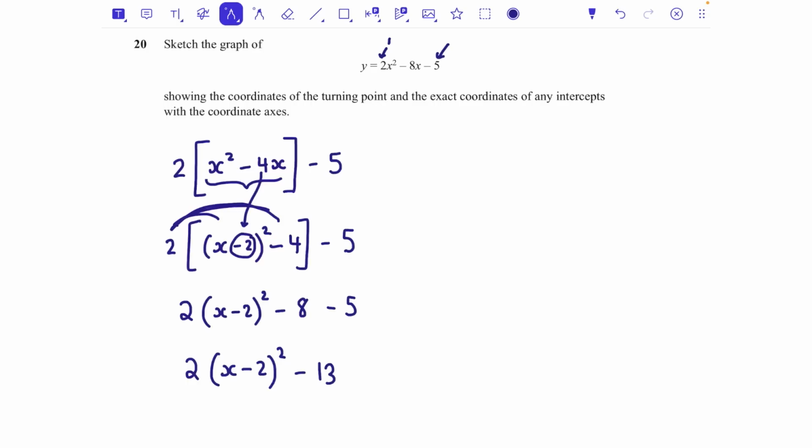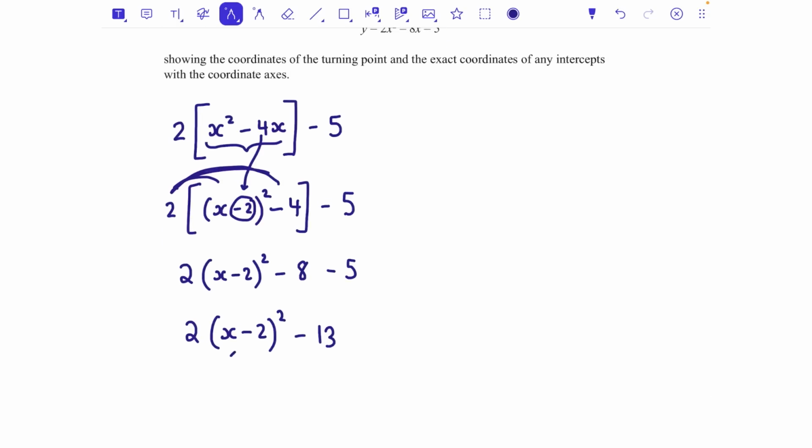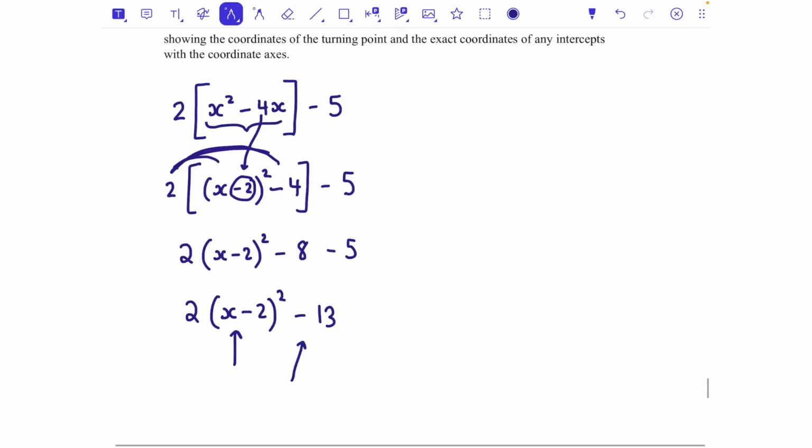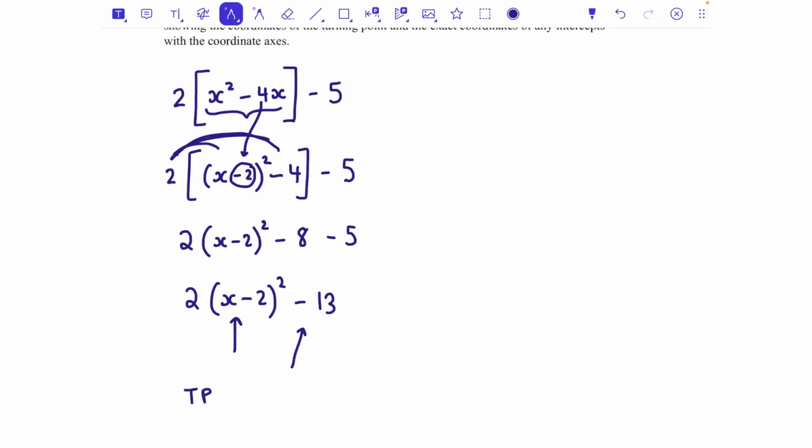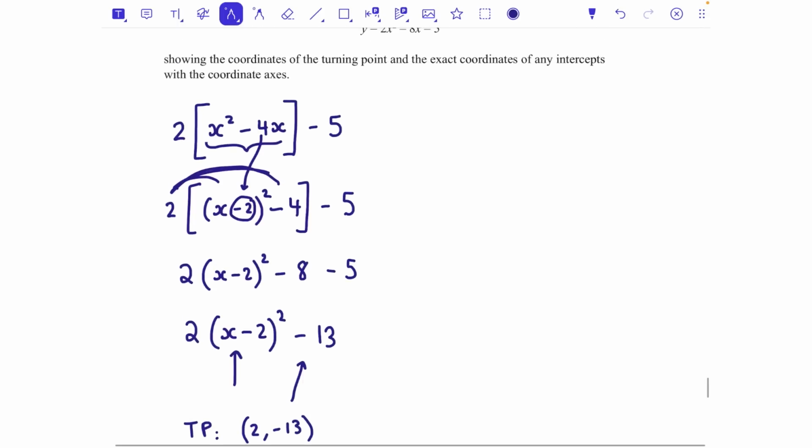So now we can see that our turning point is whatever value of x makes this bracket equal 0, and then whatever constant term we get on its own here. So the turning point is (2, -13). So that's the first thing that we needed to know.